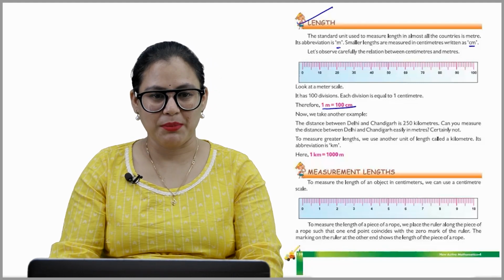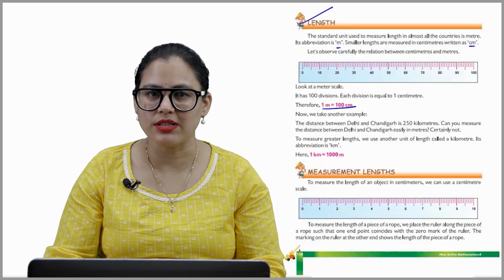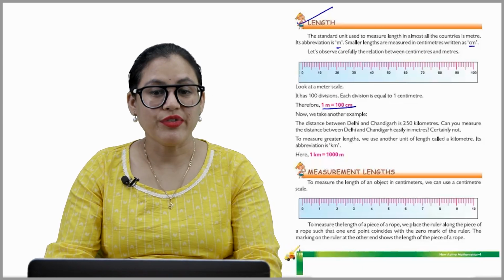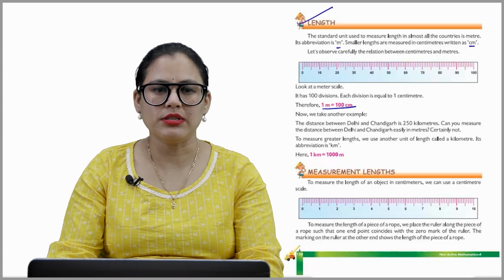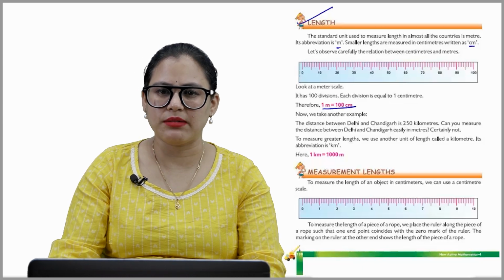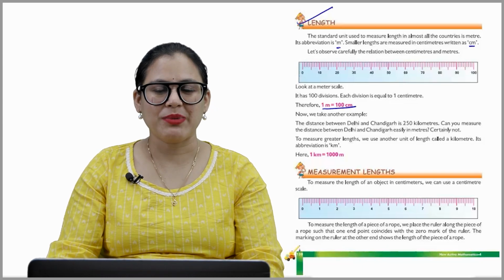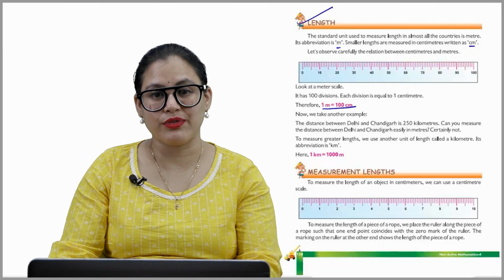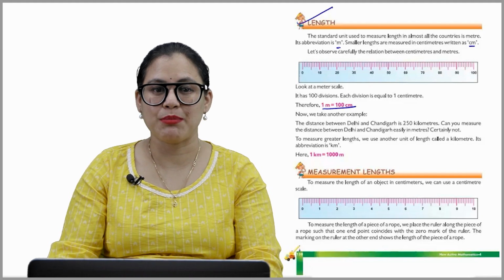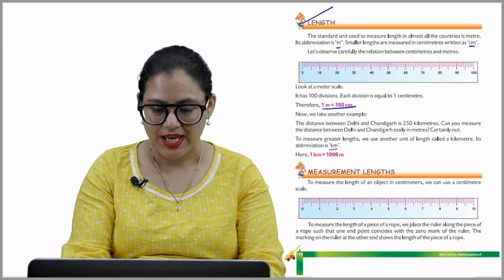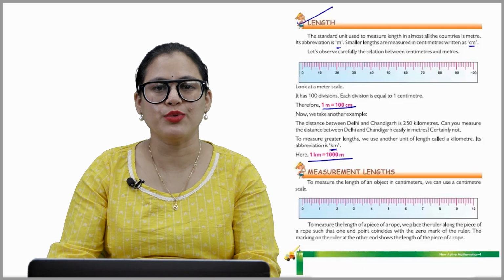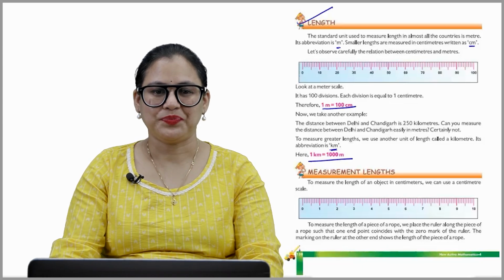Now we take another example. The distance between Delhi and Chandigarh is 250 kilometers. Can you measure the distance between Delhi and Chandigarh easily in meters? Certainly not. To measure greater lengths, we use another unit of length called a kilometer. Its abbreviation is km. Here 1 kilometer is equal to 1000 meter.